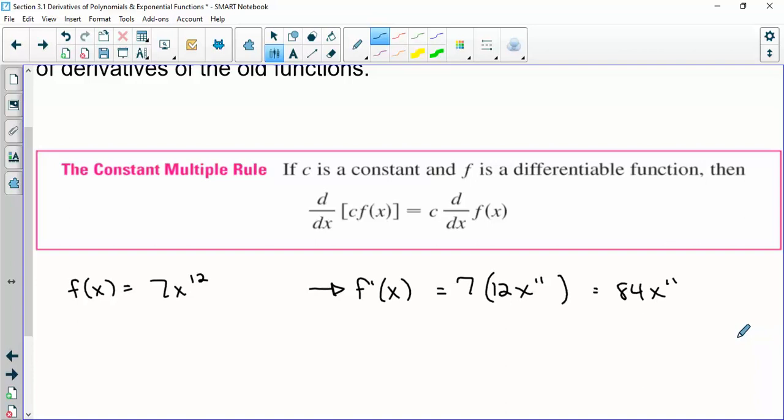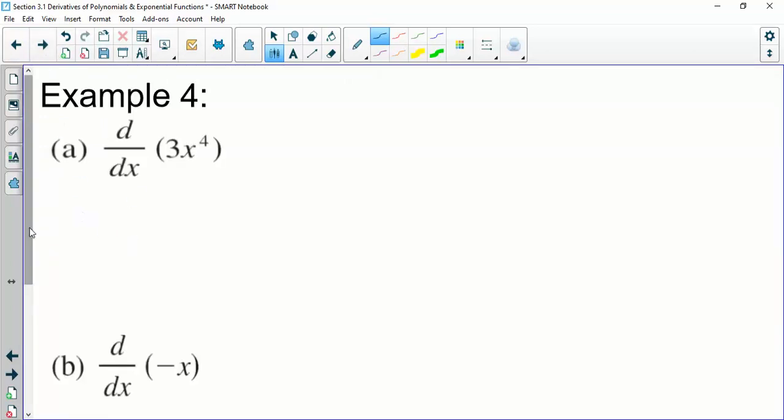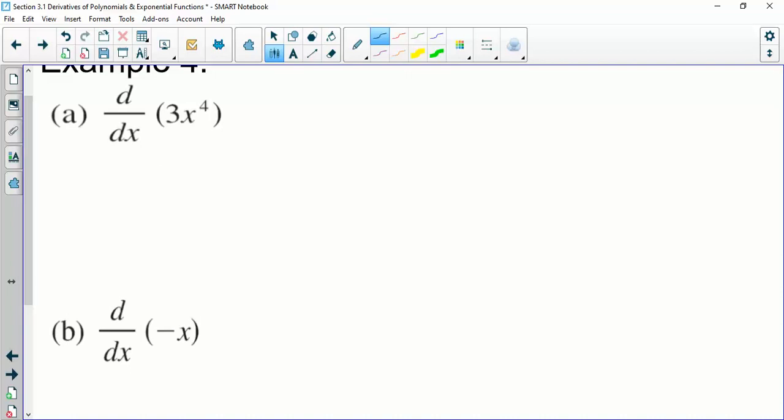Do you guys want to see the proof to that, or do you care? Do you believe me? You don't think I'm lying to you? You guys are so trusting. So why don't you guys try a couple? Take a second and see if you can figure out the derivative of each of these, and then we'll check and see how you did.